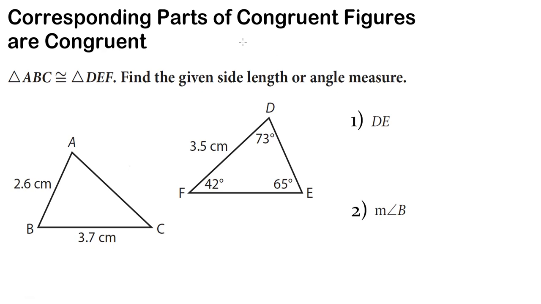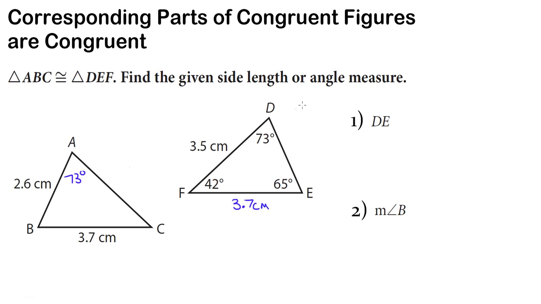So, corresponding parts of congruent figures are congruent. That means that corresponding sides all have the same measure, and corresponding angles all have the same measure. For example, angle D here measures 73 degrees, and its corresponding partner on the other triangle is angle A. So we know angle A also measures 73 degrees, and that's because we've already been told that these two triangles are congruent to each other. In the same way, I see that side BC is 3.7 centimeters long, and BC corresponds to EF. So I know that side EF must also be 3.7 centimeters long.